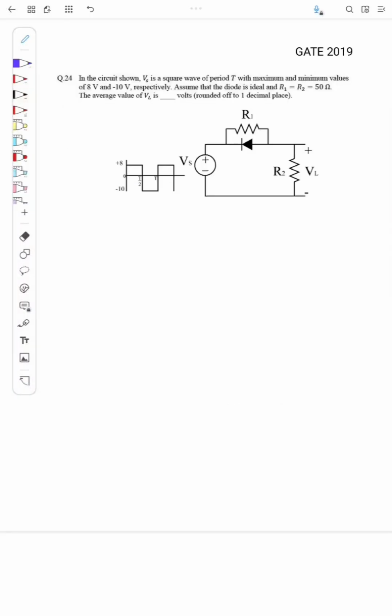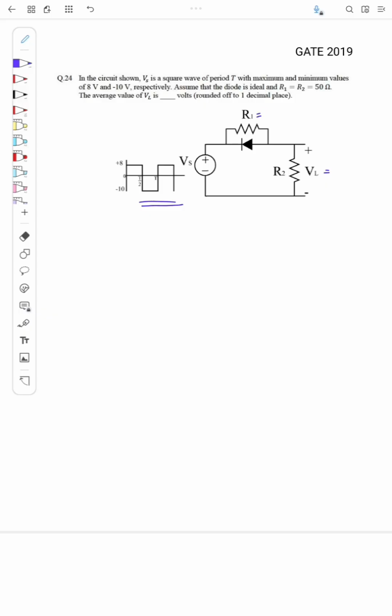So this is the next question. This is from GATE 2019. The question is, in the circuit shown, Vs is a square wave of period T with maximum and minimum values of 8 volt and minus 10 volt respectively. Assume that the diode is ideal and R1 and R2 are equal to 50 ohm. The average value of VL is dash volts. Okay, so a square wave input is given. We need to find the average VL here.